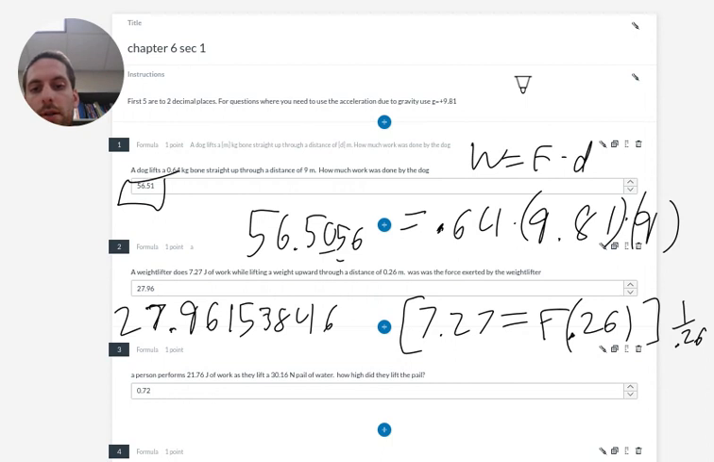27.96153846, which is a pretty big number, but let's go to the 2, and then after that it's whatever's in the 3 place, which is all these numbers. But we only care about this one, which is a 1, so we can ignore all these. And there's our answer, 27.96.